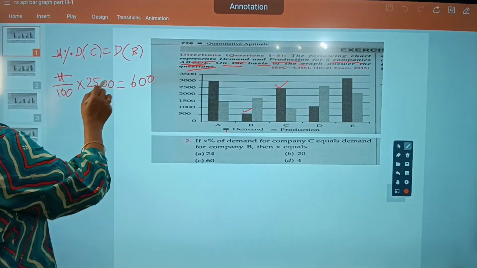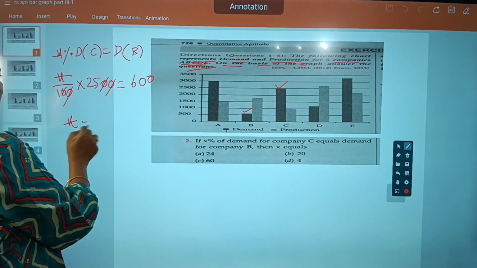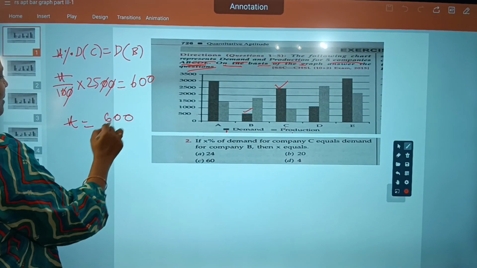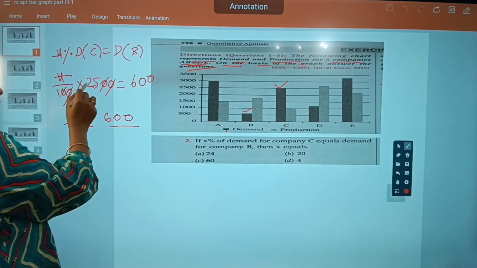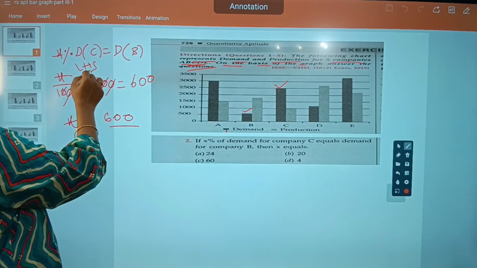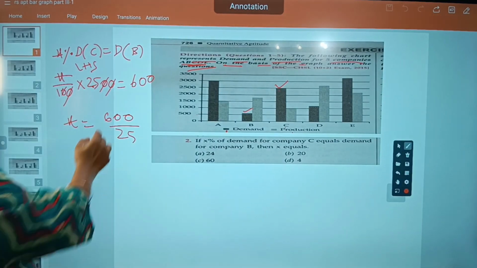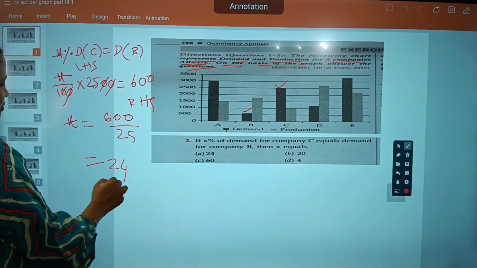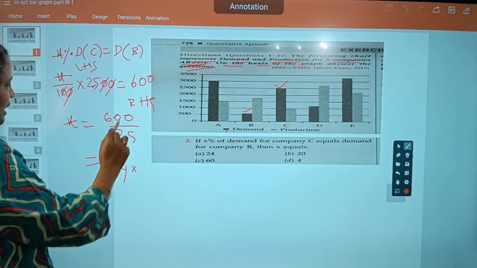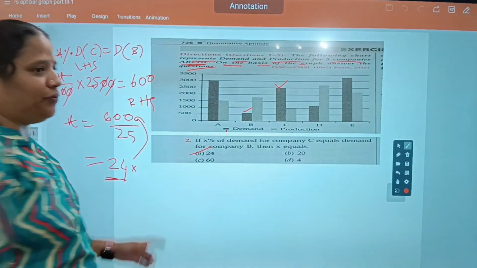Okay, so 0 0 0 0 cancel here. X is equals to 600 by the 25 here in multiplication with X in LHS part. If it come right side, it will go into division. Okay, RHS. So it will become 24. 25 24 the 600 again. Okay, the answer is 24.